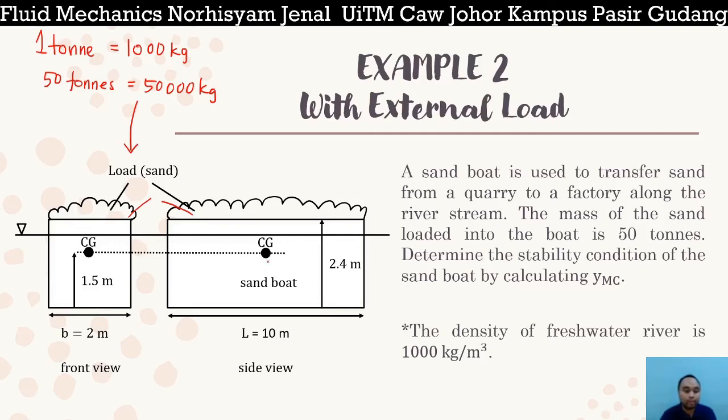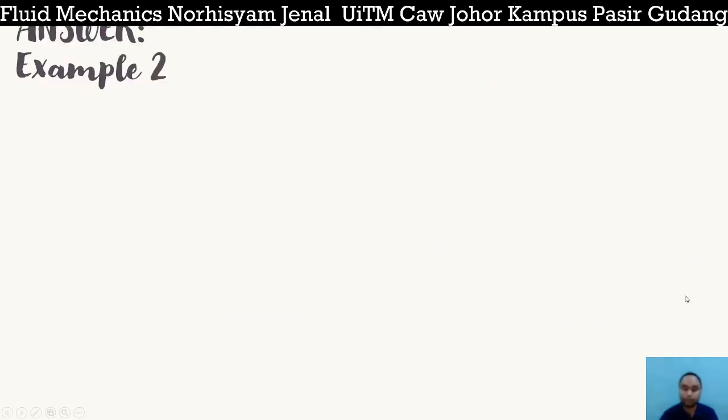From here, the question has already given us the CG, which is 1.5 meter from the floor of the body, and the total height, HO, is equal to 2.4. This is YCG, and YCG is equal to 1.5. The base is 2 meter and the length from the side is 10 meter. And the density of freshwater river is 1000 kilogram per meter cube. Now we will try and answer example 2.